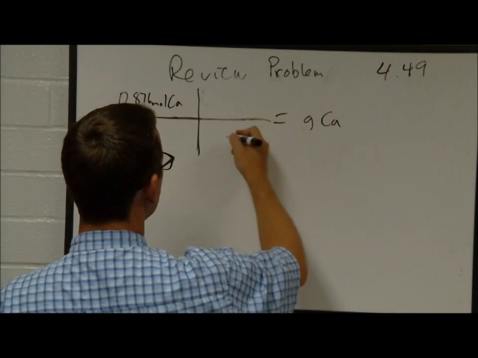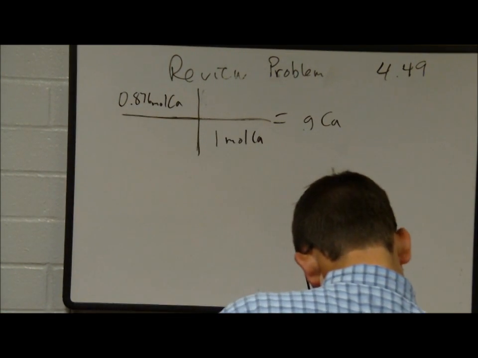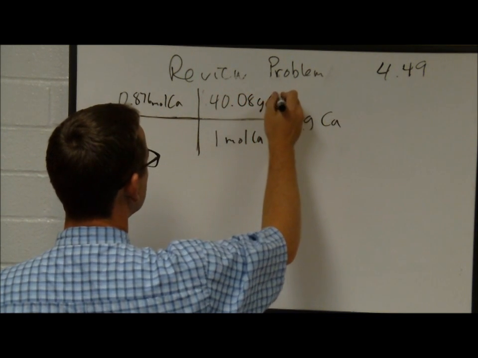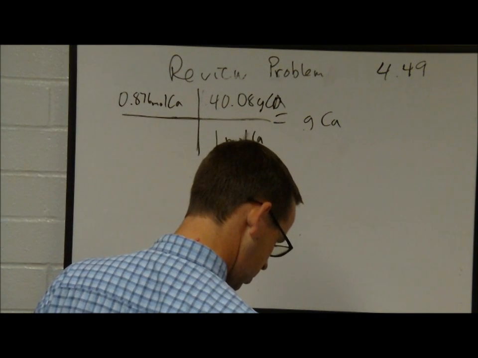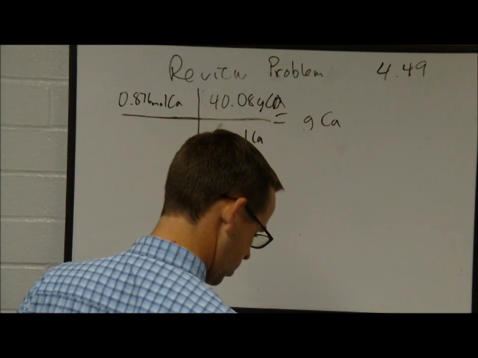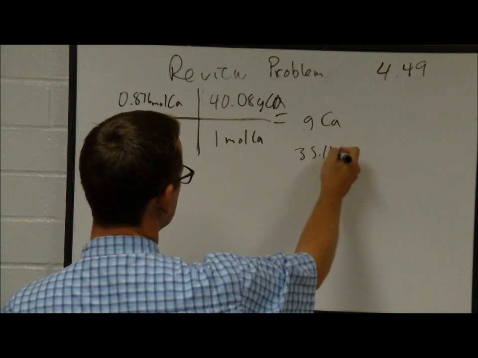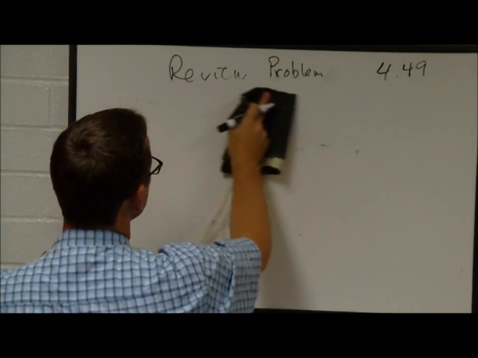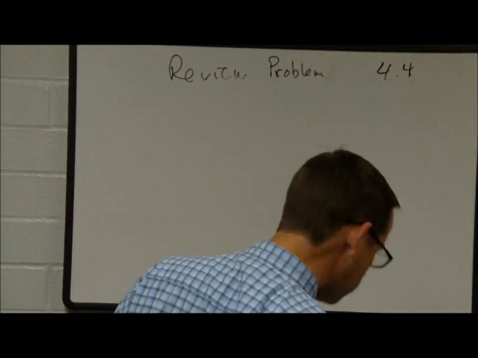How many grams of calcium? Well, for every 1 mole of calcium, calcium has a mass of 40.08 grams of calcium. 40.08 times 0.876 is 35.11 grams calcium. All right, 449. Now we're on to 451.